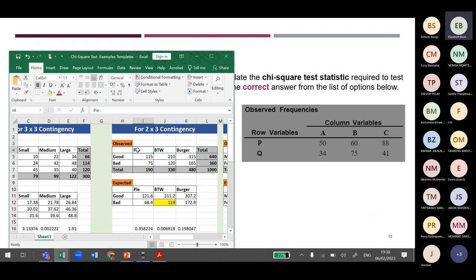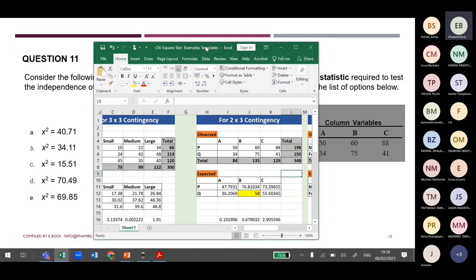I can change the headings at the top if I want: A, B, C, finally P, Q, R. And I can just change the values, only the white area that I need to change, of the observed. This is 50, and this is 60, and this is 88, and this is 34, and this is 75, and this is 41. Okay. And we're looking for the test statistic.